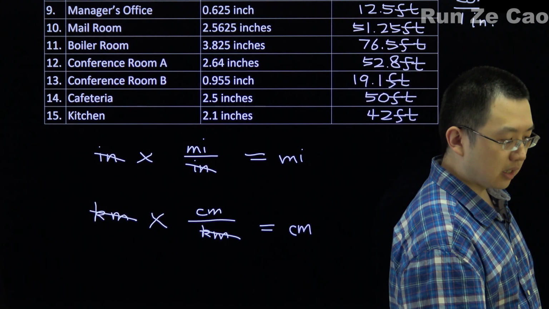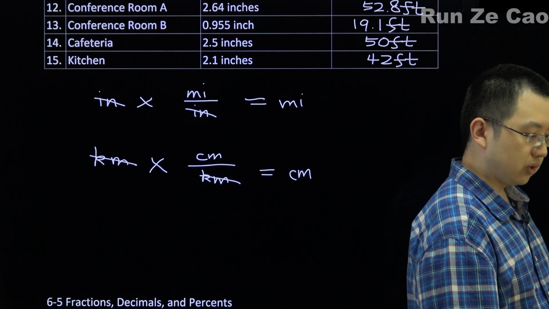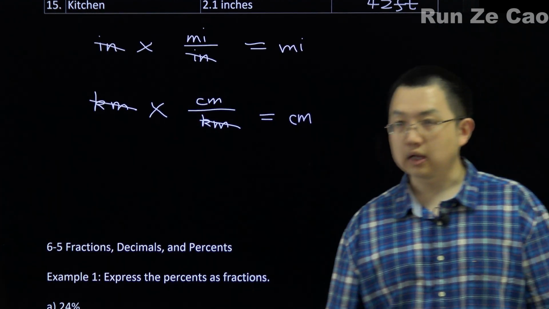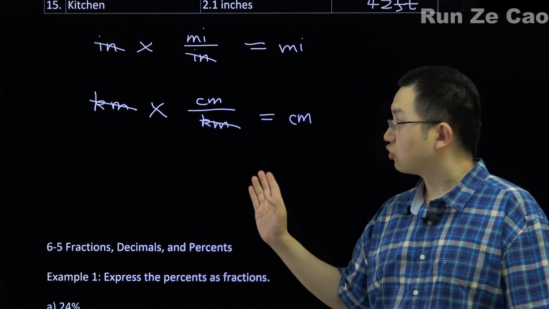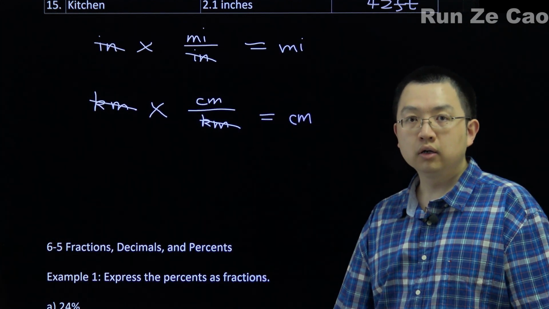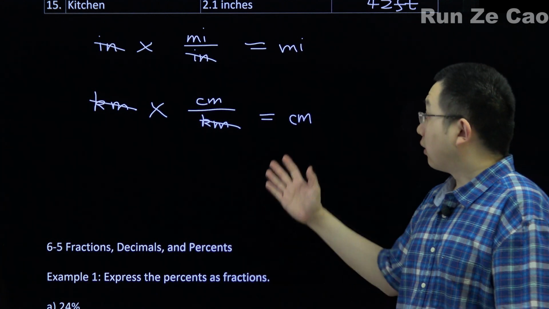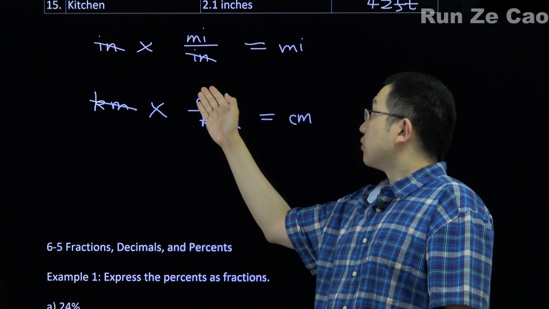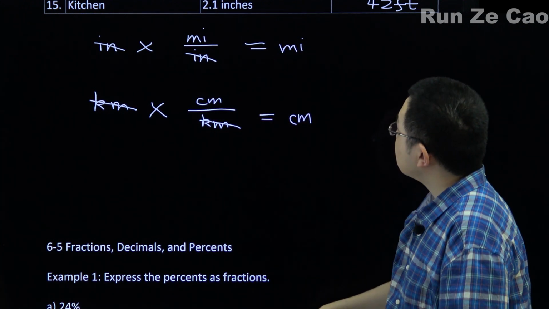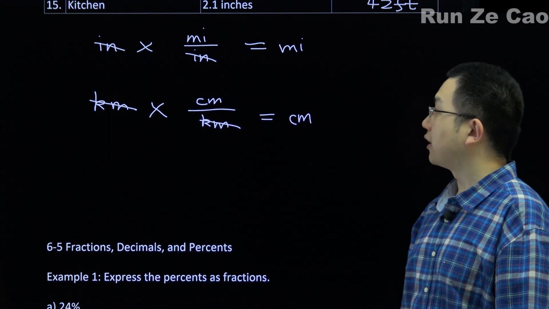This is important, guys. When you do scale drawings, that's how you do it. That's how you convert things. Make sure the units line up and you won't go wrong. Although it is kind of convenient if you can have them be unit rates, such as miles per 1 inch or centimeters per 1 kilometer.